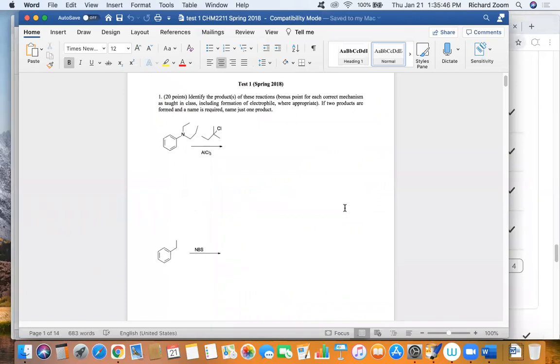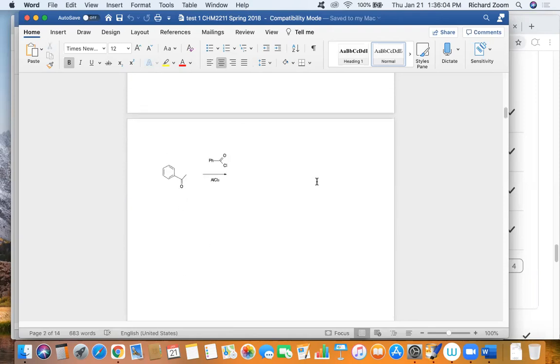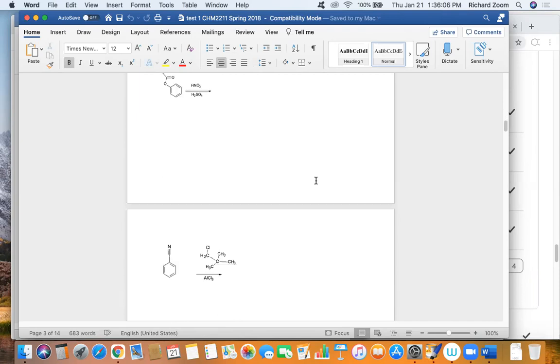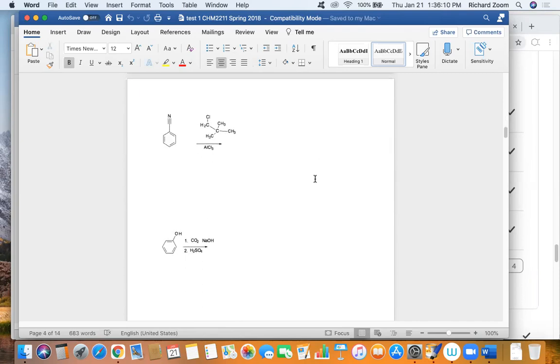All right, so take a look at this top one here. That's a Friedel-Crafts rearrangement. Do you think that's going to rearrange or not? No, that's tertiary, it's not going to rearrange. But there's going to be another one here where it will. See if we can find it. There it is. That one you can see is primary, so that one definitely will rearrange.